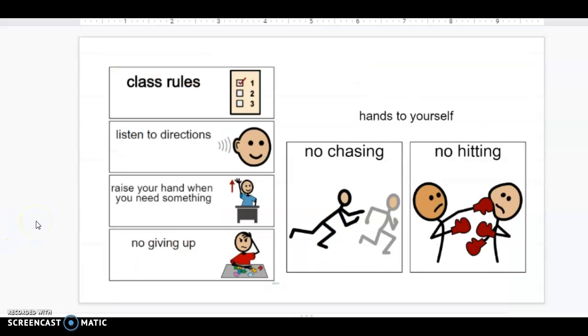Next, let's go over class rules. So our class rules, if you guys want to read it with me, is we need to listen to directions, raise your hand when you need something, and no giving up. Another part of our class rules is keeping our hands to ourselves. That includes no chasing and no hitting. We want to be kind to each other, so you need to keep your hands to yourself.